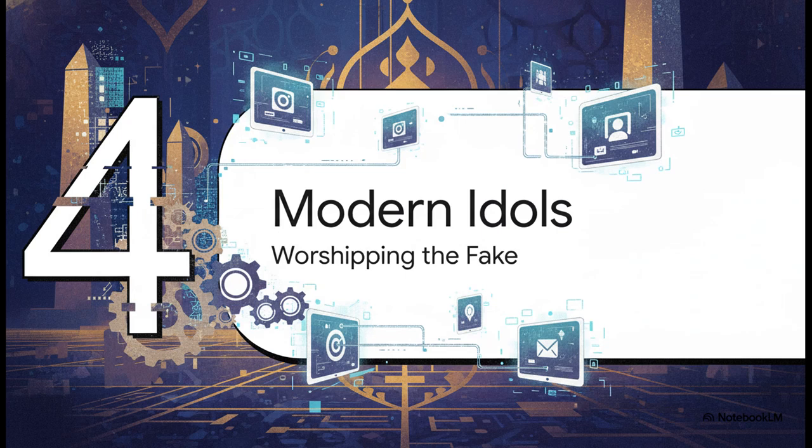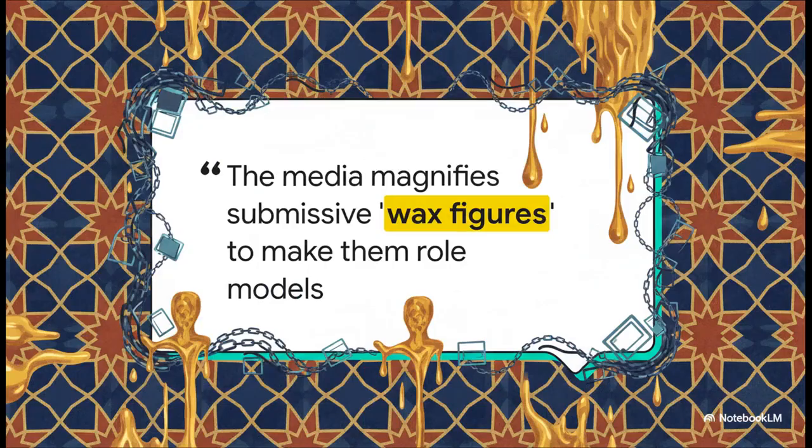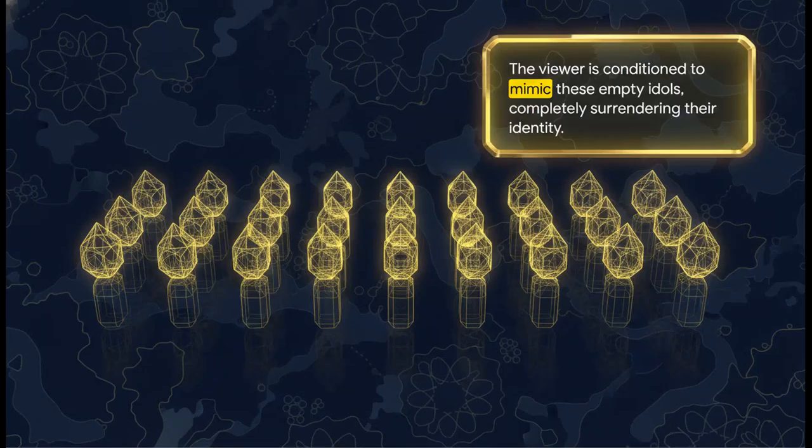Once your critical mind is sidelined, the fourth mechanism kicks into gear: manufacturing modern idols. When independent thought vanishes, the media steps right in to fill the void with its own carefully crafted replacements for real leadership. The author uses this incredibly powerful metaphor: wax figures. We're talking about manufactured celebrities in sports, art, or politics. They are completely empty on the inside, yet the media machine magnifies them into modern-day idols for the masses to worship and blindly follow.